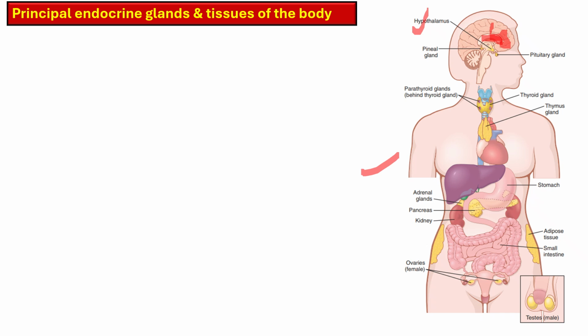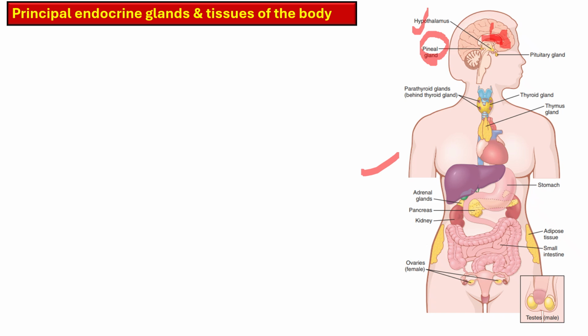The anterior pituitary is termed the adenohypophysis and the posterior is termed the neurohypophysis, and this pituitary gland secretes growth hormone, thyroid stimulating hormone, adrenocorticotropic hormone, follicle stimulating hormone, luteinizing hormone, prolactin, antidiuretic hormone, and oxytocin. The pineal gland is found near the third ventricle, and it secretes melatonin to regulate the circadian rhythm.